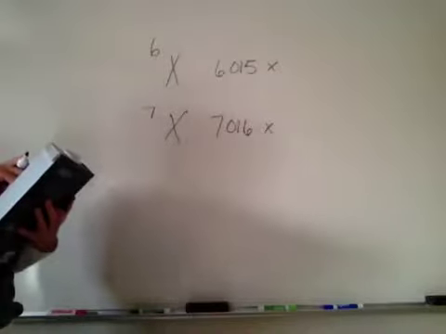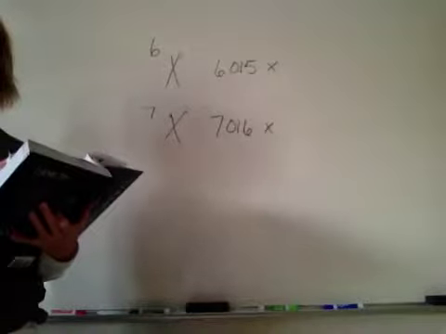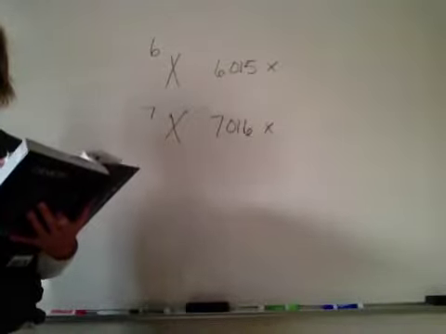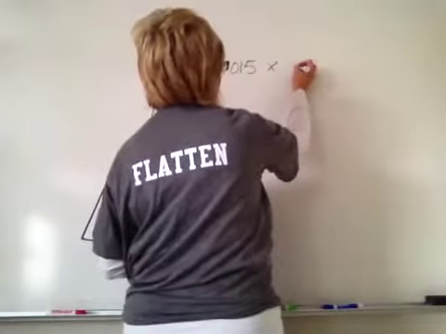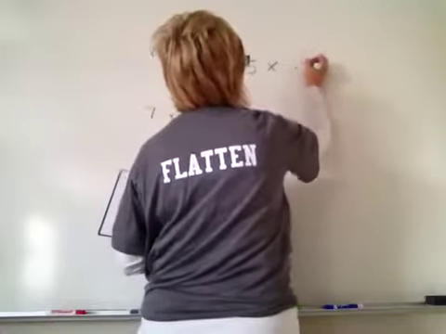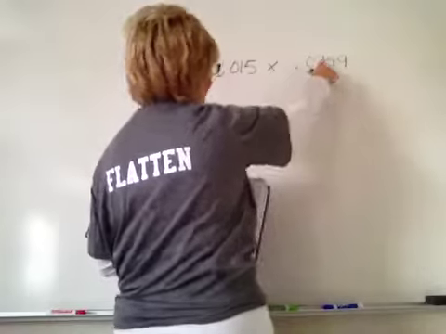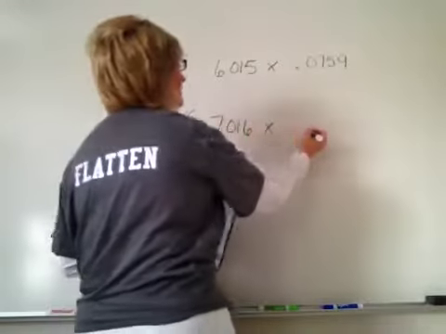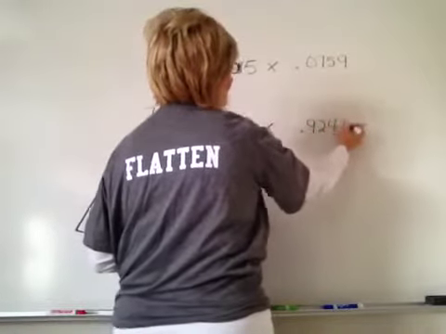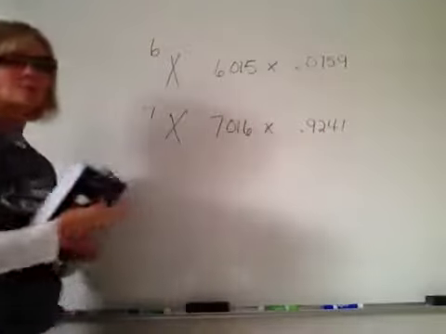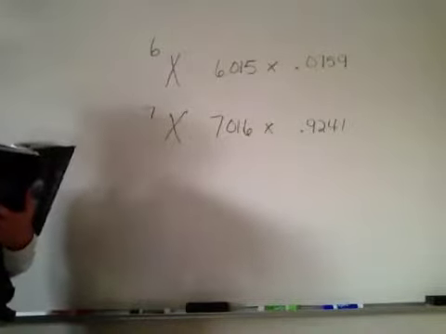So my percentage is 7.59%. How do I change that to a decimal? Move it to the left 2 places, or divide by 100. So 7.59%. This one is 92.41%. So I move it to the left 2, or divide by 100. Then you multiply those out.